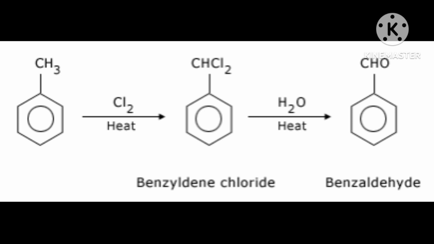When benzene or its derivative is treated with carbon monoxide and hydrogen chloride, HCl, in the presence of anhydrous aluminum chloride, AlCl3, or cuprous chloride, CuCl, then directly it will convert to benzaldehyde. Means benzene is reacting with carbon monoxide and HCl. It gives benzaldehyde or substituted benzaldehyde.